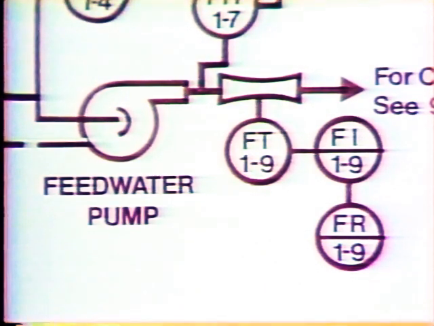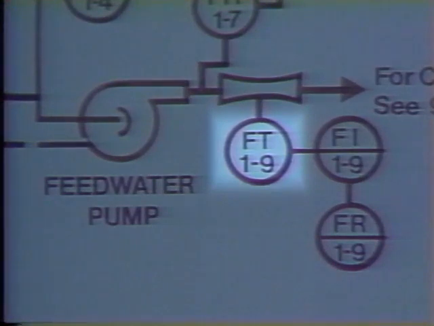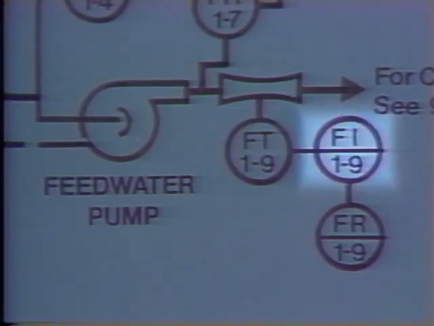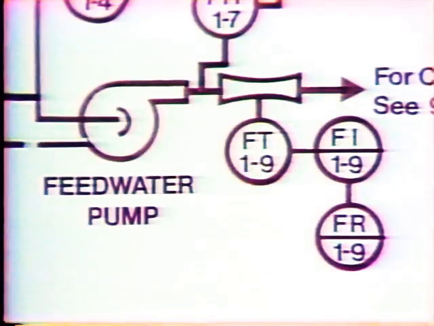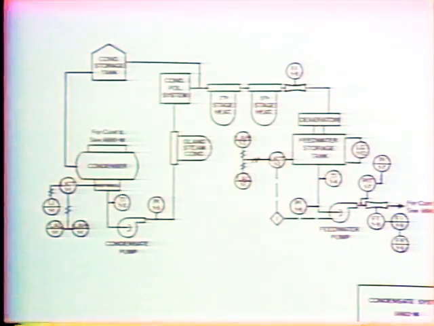This instrumentation consists of a transmitter, a remote indicator, 1-9, and a remote recorder, 1-9. All of these are on Unit 1 and part of Instrument Group 9. As you've no doubt realized, our P&ID is getting more and more complicated as we go along. But remember, this is a simplified drawing. The P&ID for your plant's condensate system will have even more symbols than these.